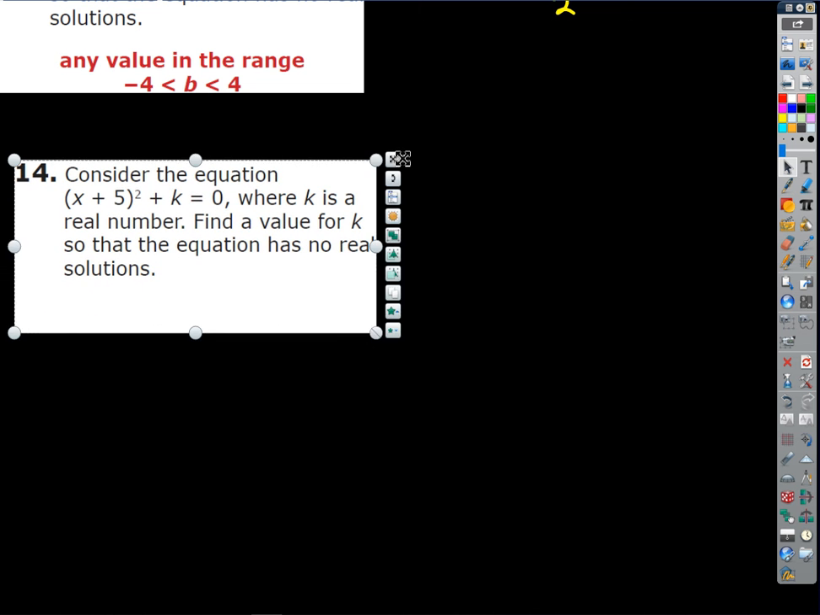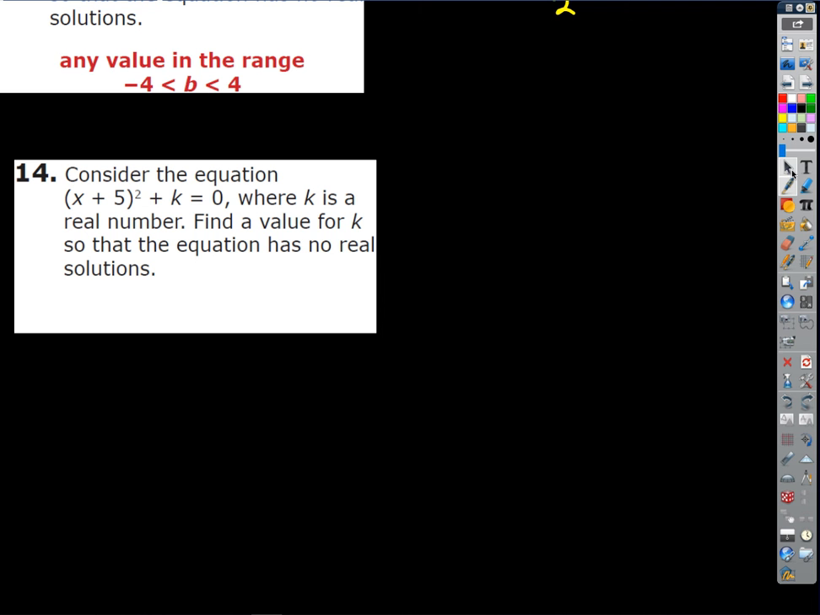Okay, how about this one? Same kind of question. X plus 5, quantity squared plus k equals 0. Well, k is a real number. Find a value for k so that the equation has no real solutions. We'll just do the same thing, right? We're just going to try to solve for x and then pick a value of k that's going to make those solutions have i's in them, so they're not real.